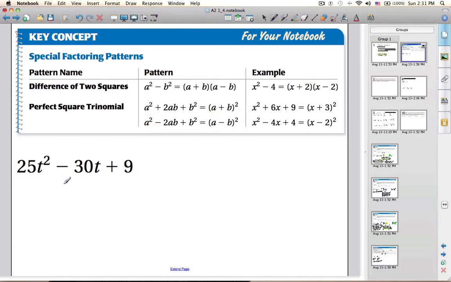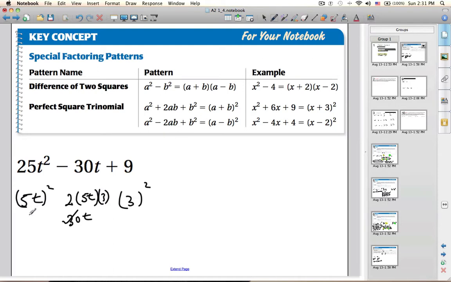Okay, same thing here. I want to check to see, is this a perfect square? It is. It's 5t squared. Is this a perfect square? It is. It's 3 squared. And now I have to check, is this 30t, is it 2 times 5t times 3? Well, 2 times 5t is 10t, times 3 is 30t. Yes, it is. It checks. So this is the square of a binomial.